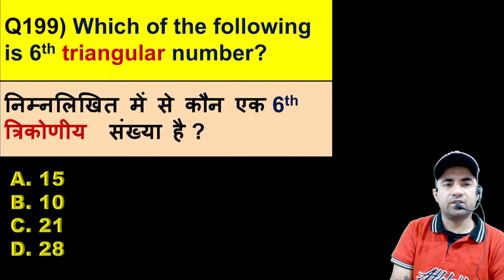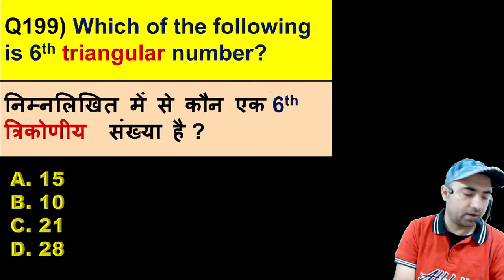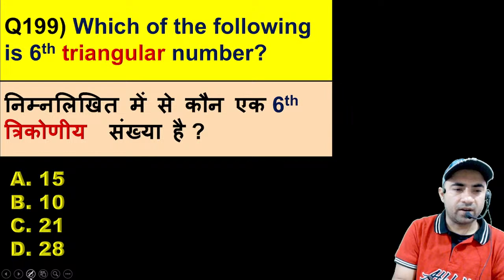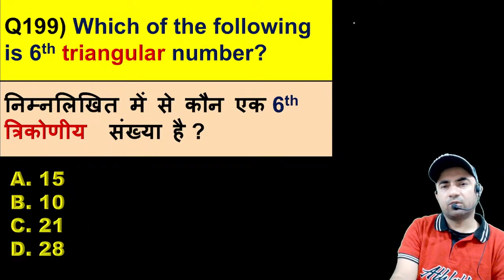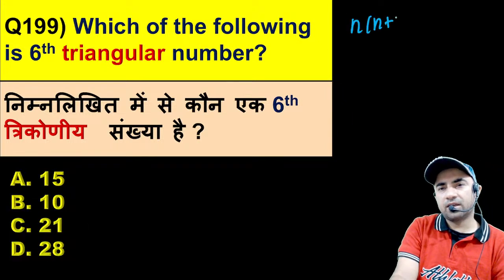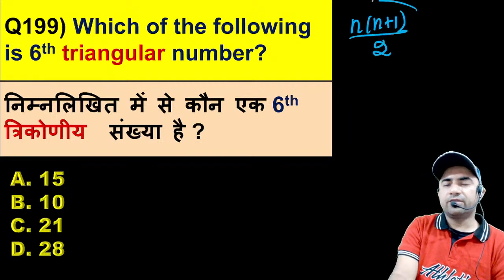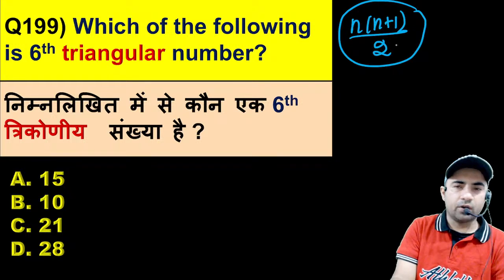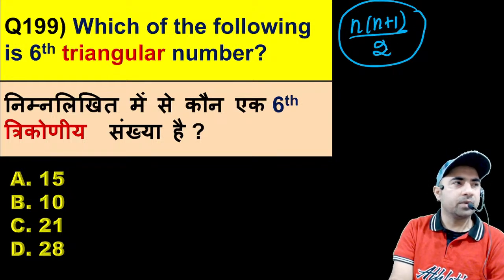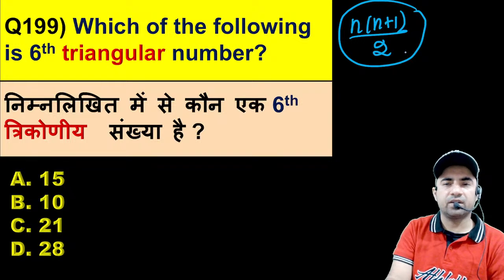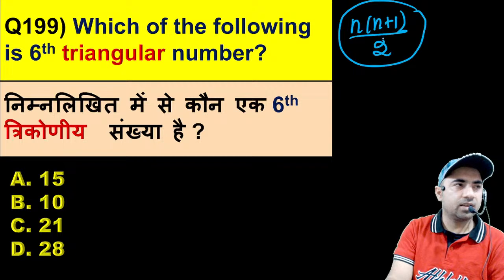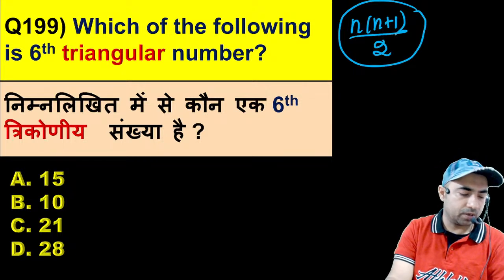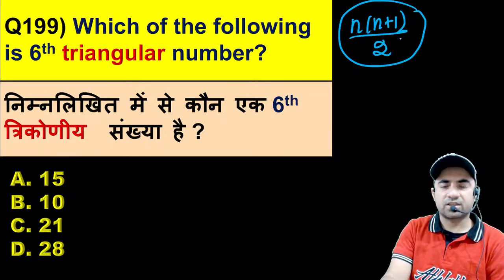199. The question is saying, which of the following is the sixth triangular number? So what is the formula for finding the sixth triangular number? The formula we have is n into n plus 1 divided by 2. If you remember, this formula we already used in the number system when we were dealing with natural numbers. This was the formula for finding the sum of the first n natural numbers.